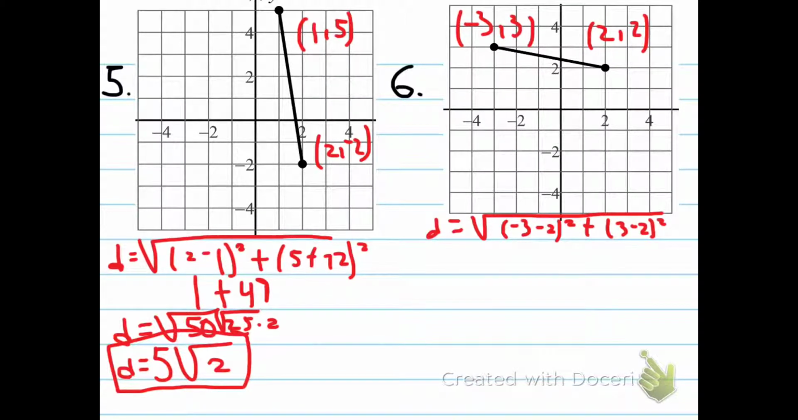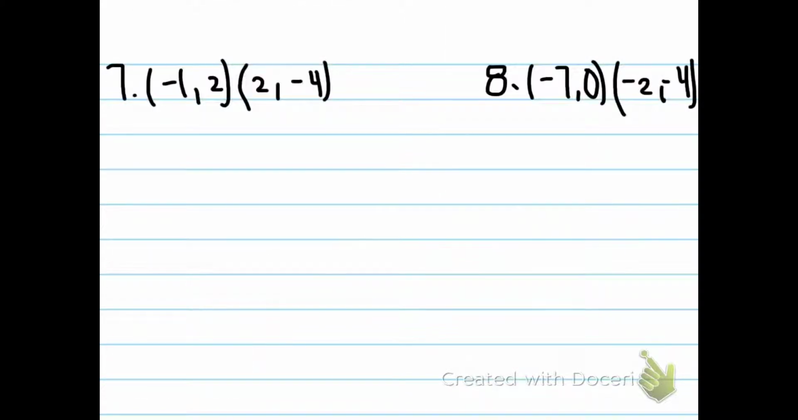So negative 3 plus a negative 2 is a negative 5, so negative 5 squared is 25, plus 3 minus 2 is 1, so 1 squared is 1, so it becomes 26. And you can't simplify this, so your final answer is d equals the square root of 26. Pause the video again and try solving these problems on your own.